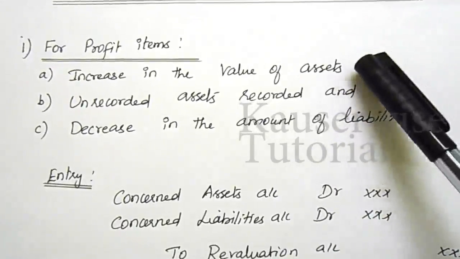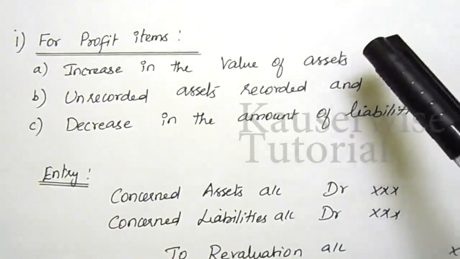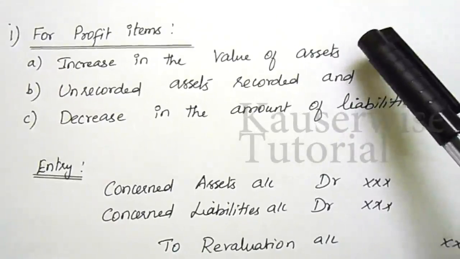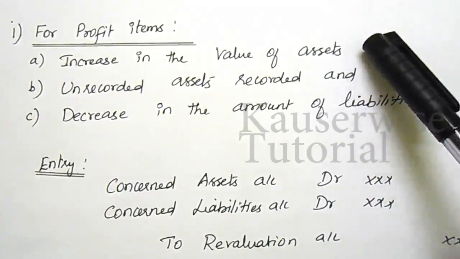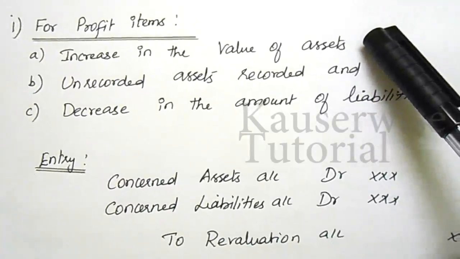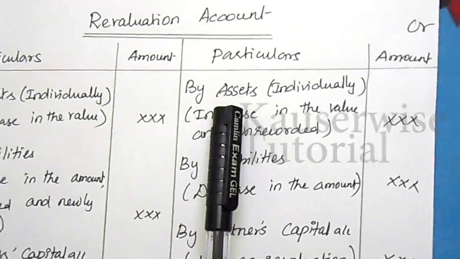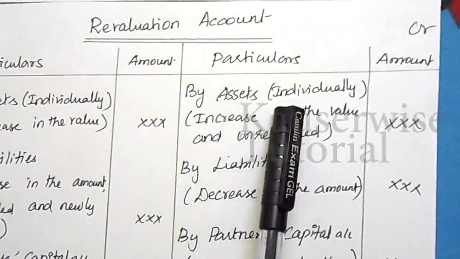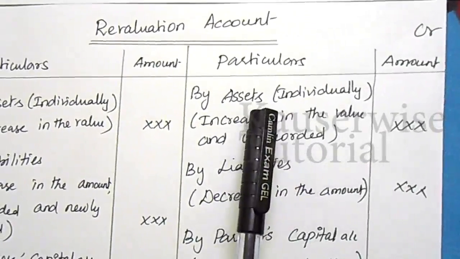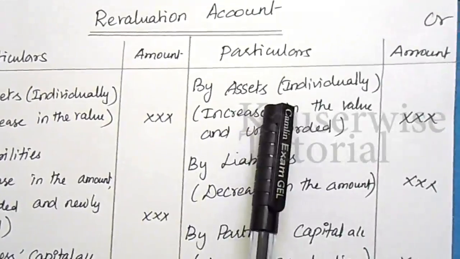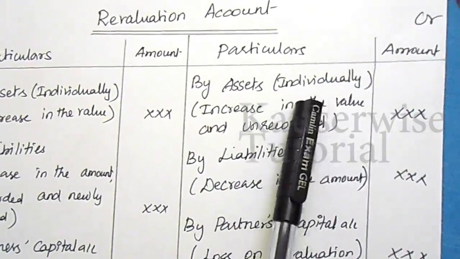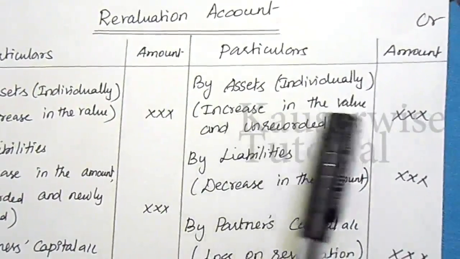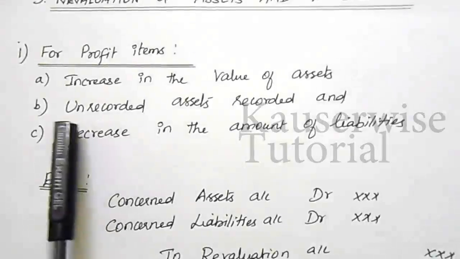Increase in the value of asset. If any asset increases, it is a gain for the partner, so this will be recorded under the credit side of the revaluation account. By asset, you have to write each and every asset separately. So any increase in the value of an asset will be recorded separately under the credit side of the revaluation account.